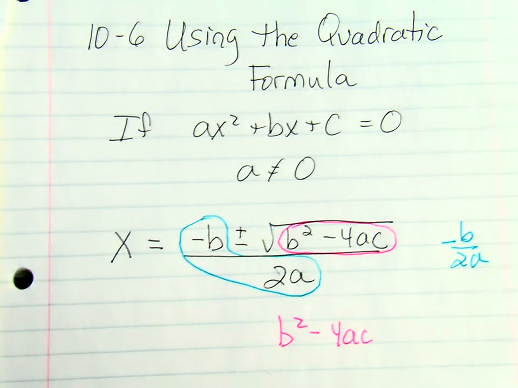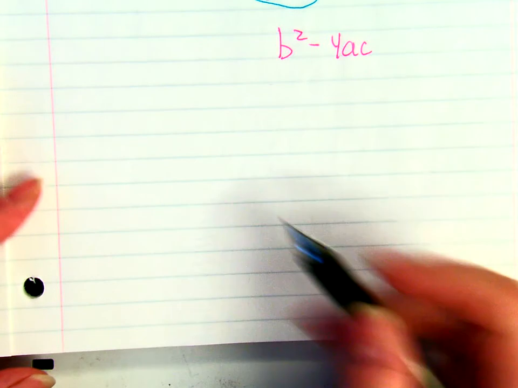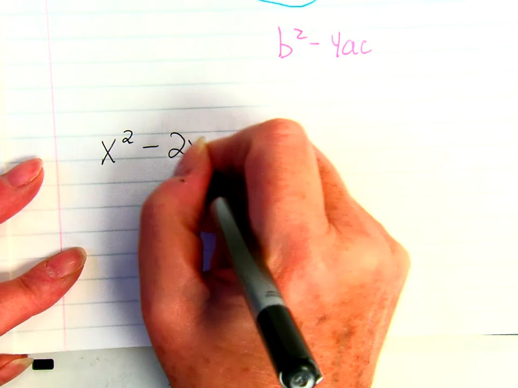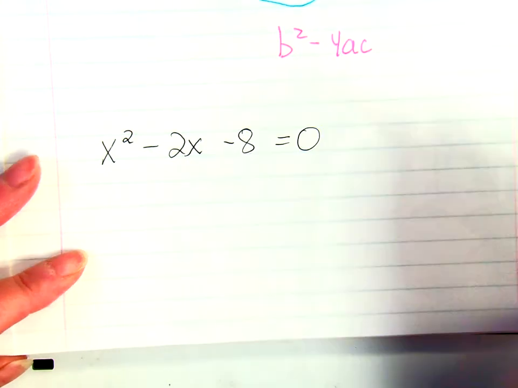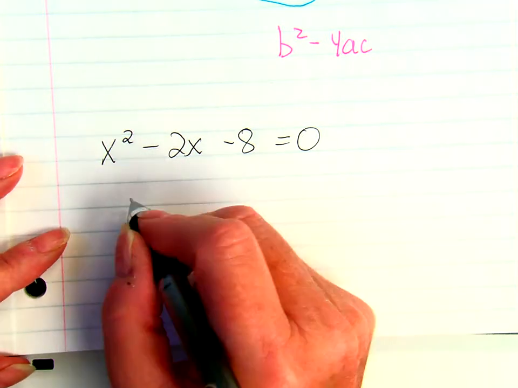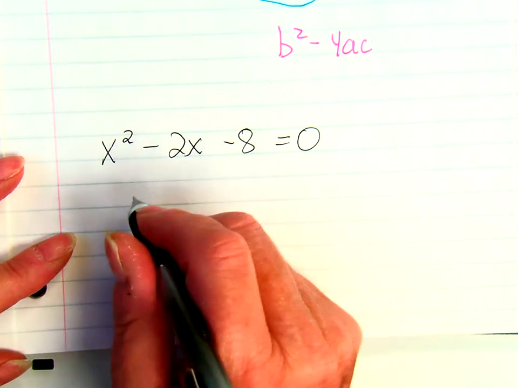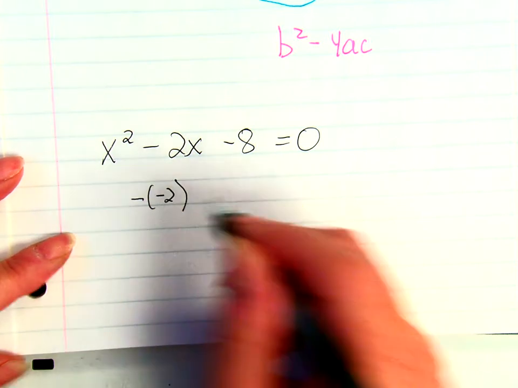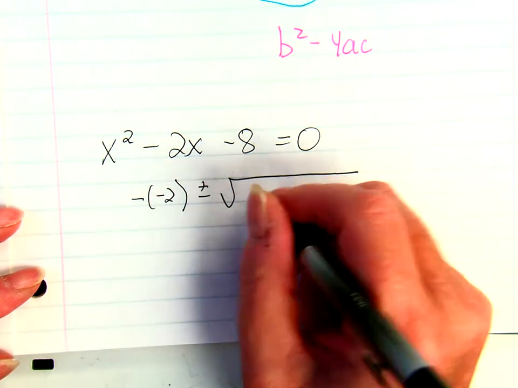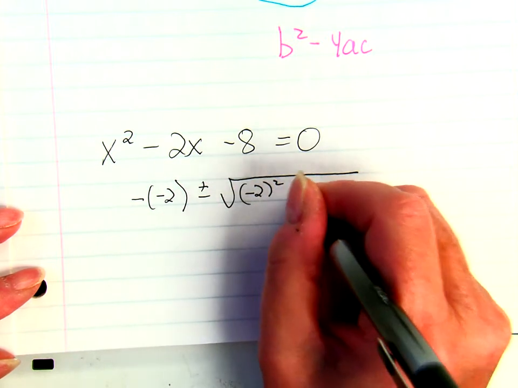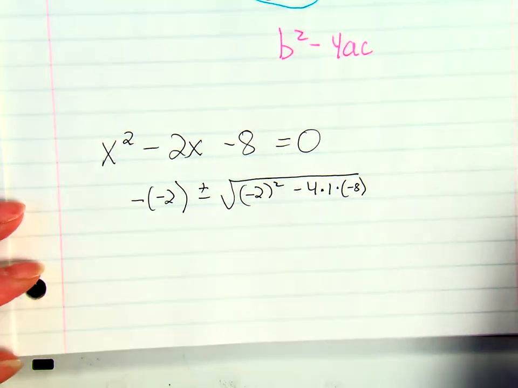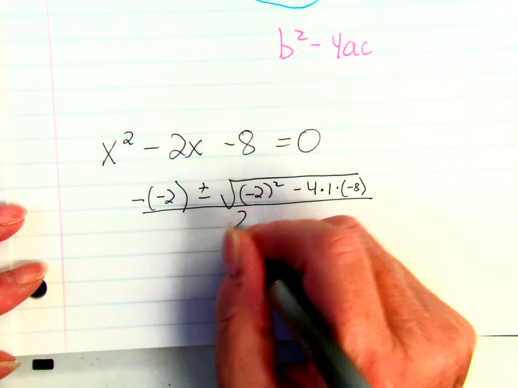Let's go ahead and just work out a problem. Let's start with x squared minus 2x minus 8 equals 0. So what we are going to do is take negative b, which is a negative 2. So a negative 2. I just like to start properly, and we'll come back and fix that later. B squared, negative 2 squared, minus 4 times 1 times negative 8. And this is all over 2a.